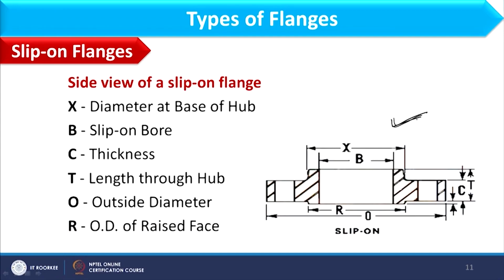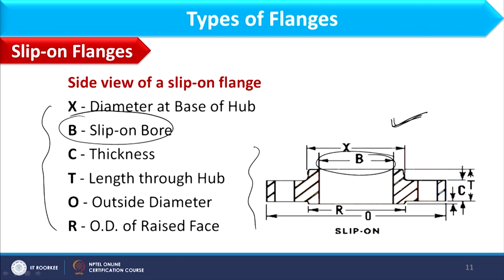In this slide I have shown the side view of the flange where different parameters are mentioned, and these are also shown in this image. I think all these parameters we have already discussed. Only thing you need to keep in mind, B is basically the slip on bore. So, that would be slightly equal to the outer diameter of the pipe.